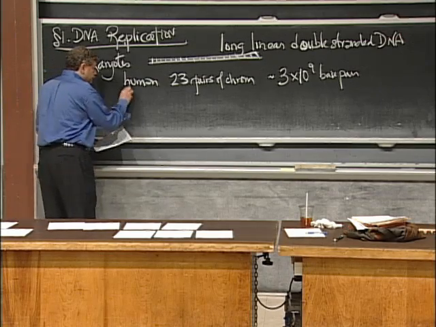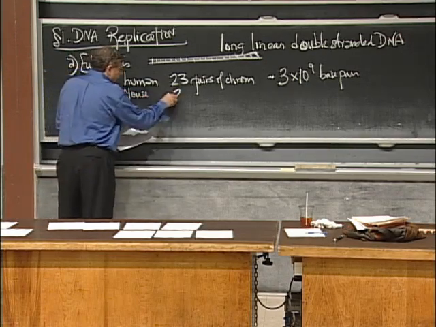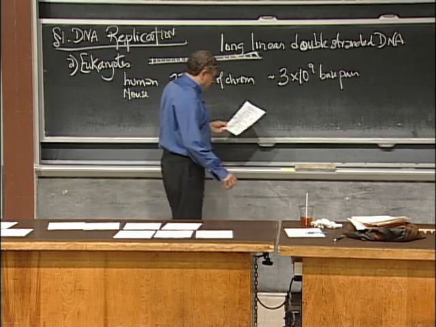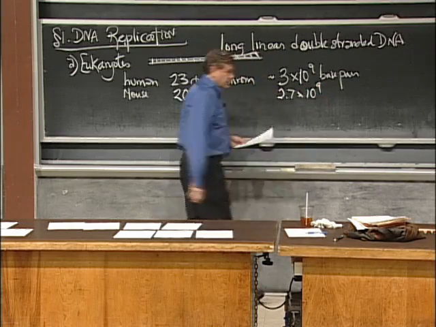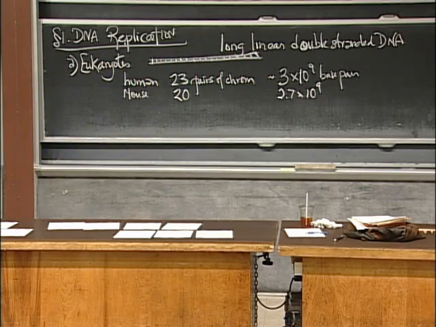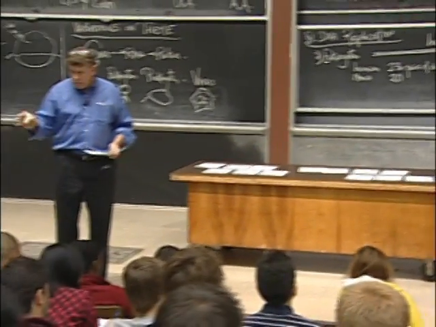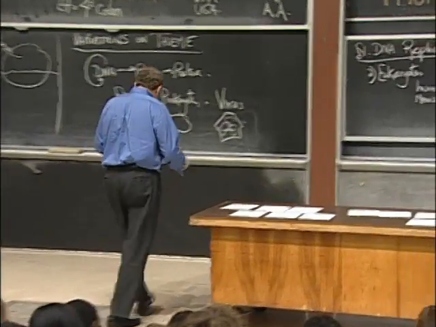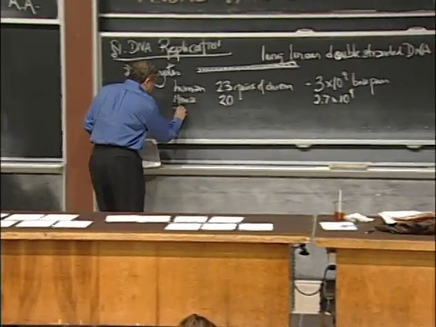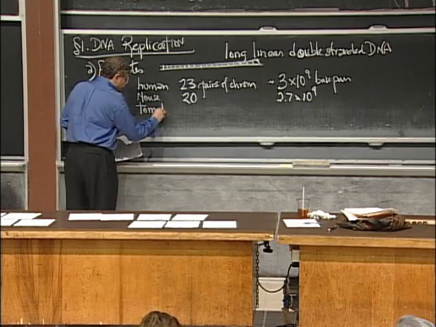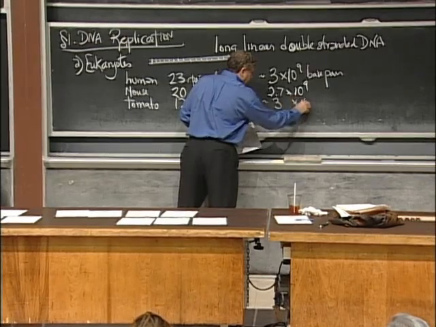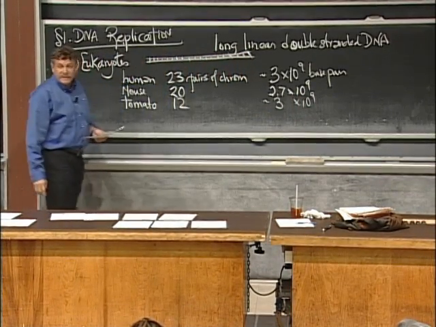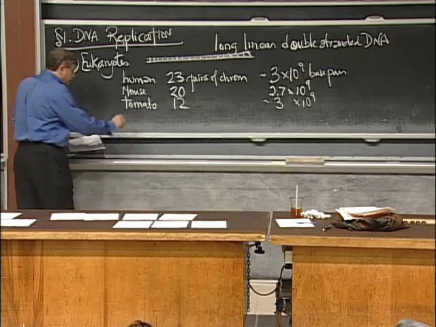The mouse, pretty similar. Mouse, 20 pairs of chromosomes, and it's something like 2.7 times 10 to the 9th bases. The dog's about 2.5, the elephant's about 3.3. Essentially, all mammals are about 3 times 10 to the 9th. Tomatoes, 12 chromosomes. They're also in the neighborhood of 3 times 10 to the 9th. You don't have more DNA than a tomato, for example.